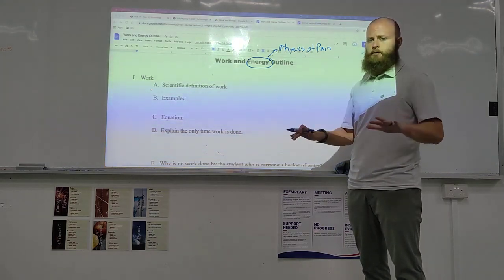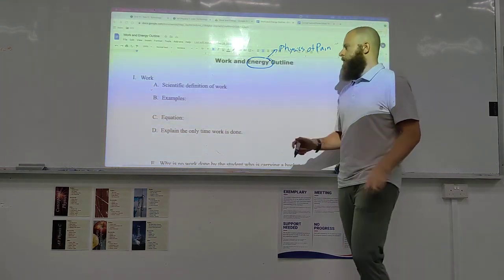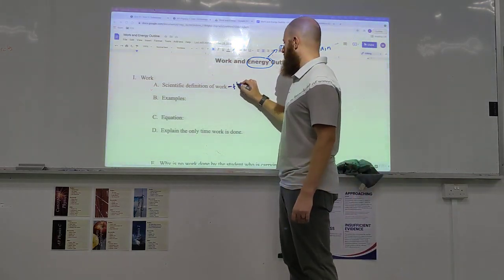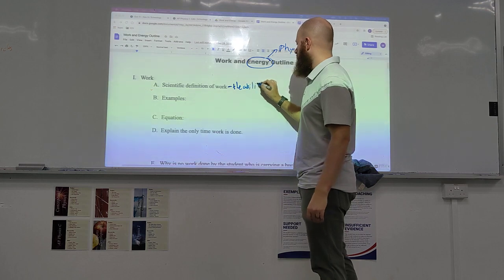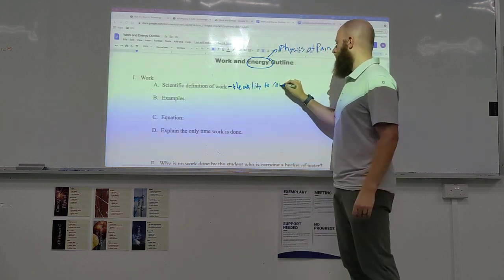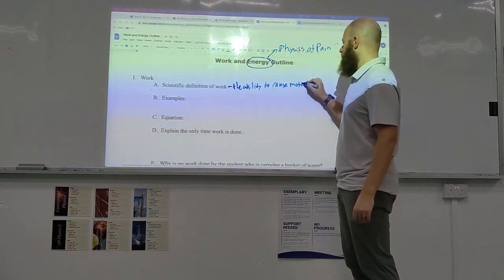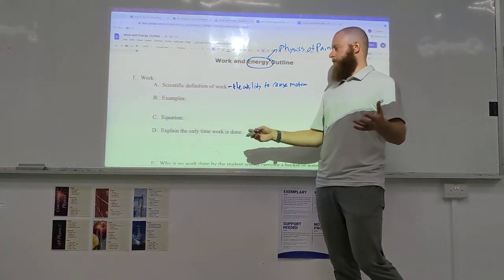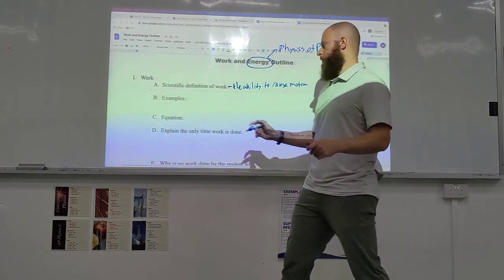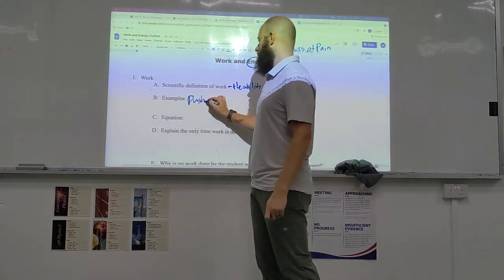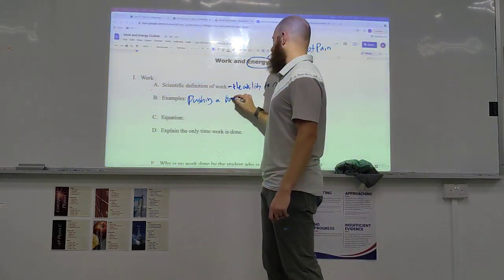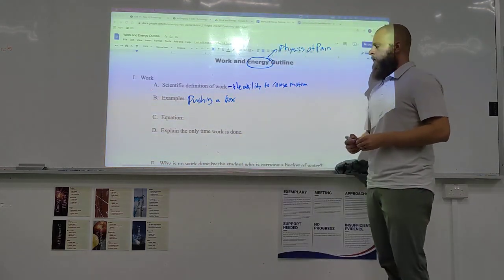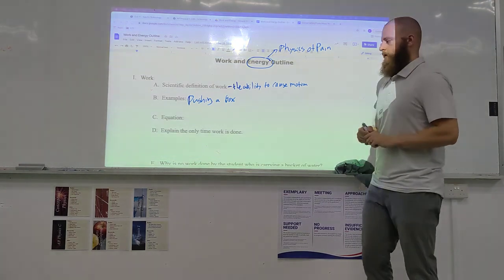Work is sort of the foundation of energy. The scientific definition of work is the ability to cause motion. Okay? So it's anything that can cause something to move. An example would be pushing a box. If I'm pushing a box, I'm causing that box to move. There are two parts of this.